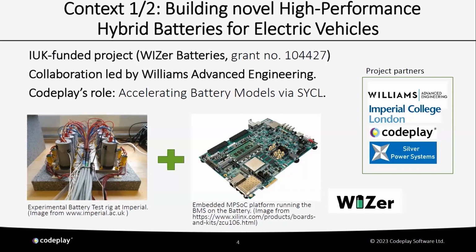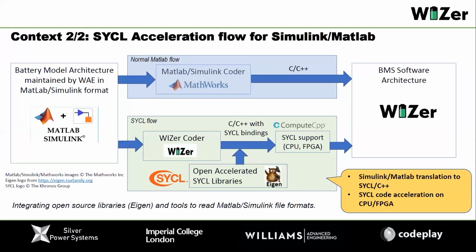Here on the left-hand side is a photo from the Imperial College website. Imperial College was a partner. They provided all the research on the battery chemistry side, and together with Williams they built the battery management system, which ran on this MPSoC platform directly on the battery. It has some ARM64 ARM A53 cores, some FPGA, a real-time processor, and an ARM GPU. So there are four platforms essentially that could be used for acceleration, but we only targeted two.